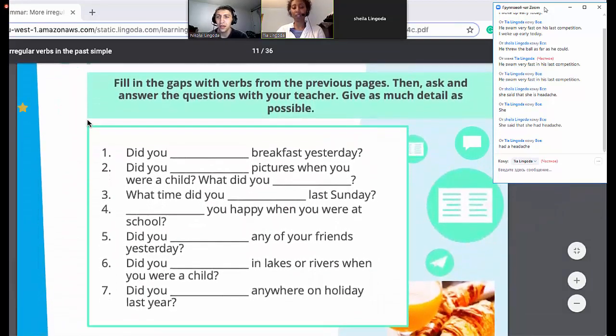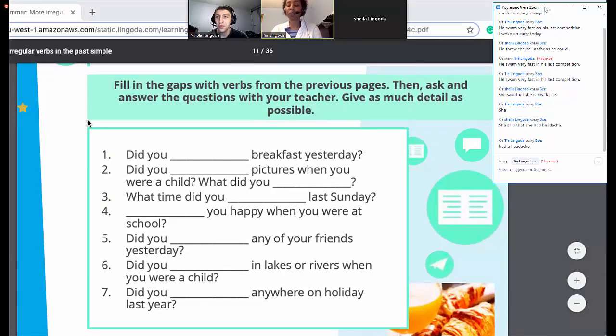Now you have more fill in the gaps. So fill in the gaps with the verbs from the previous pages. Then ask and answer the questions. It says give as much detail as possible. I'll ask you for more detail. Okay. Number one, Sheila. Did you eat breakfast yesterday? Make sure you say breakfast. Just put that ST on it.